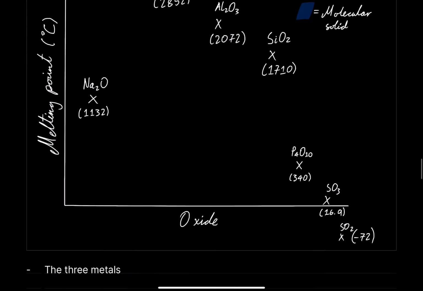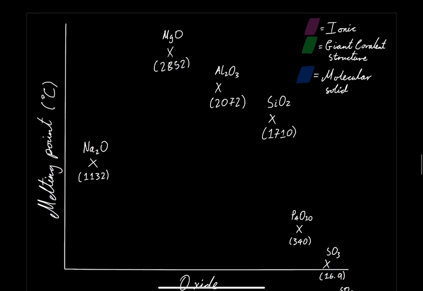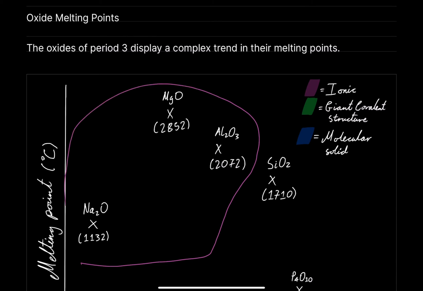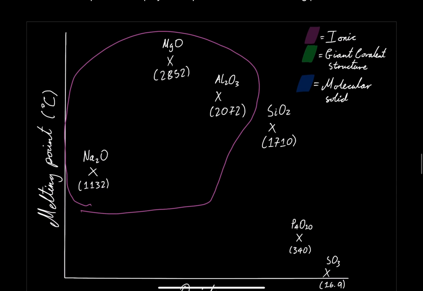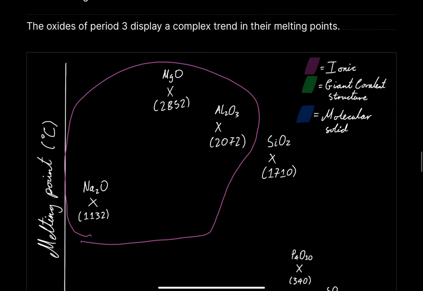But the first 3 oxides are ionic and have high melting points. So you can focus here on the first 3. These first 3 all have ionic bonding, and it's due to the difference in electronegativity between the anions and cations. The greater the difference in electronegativity, the stronger the ionic bonding, and generally they have the highest melting points.